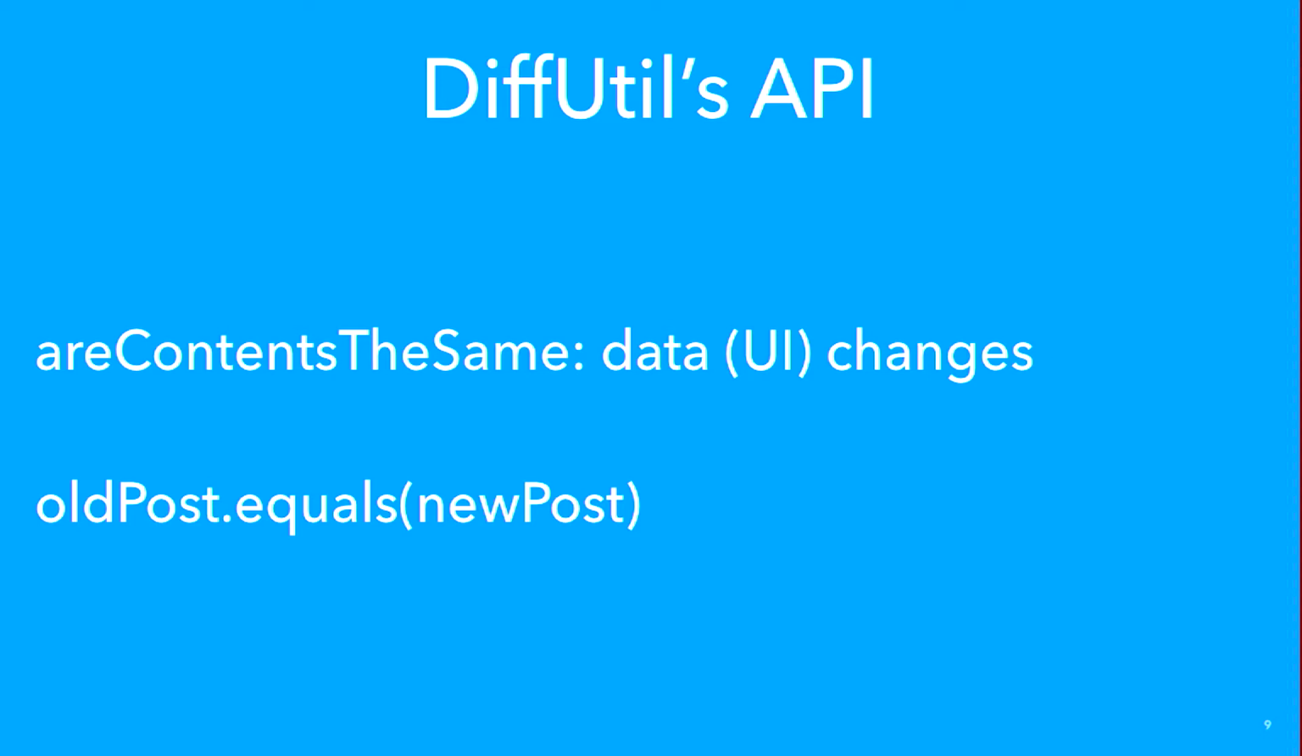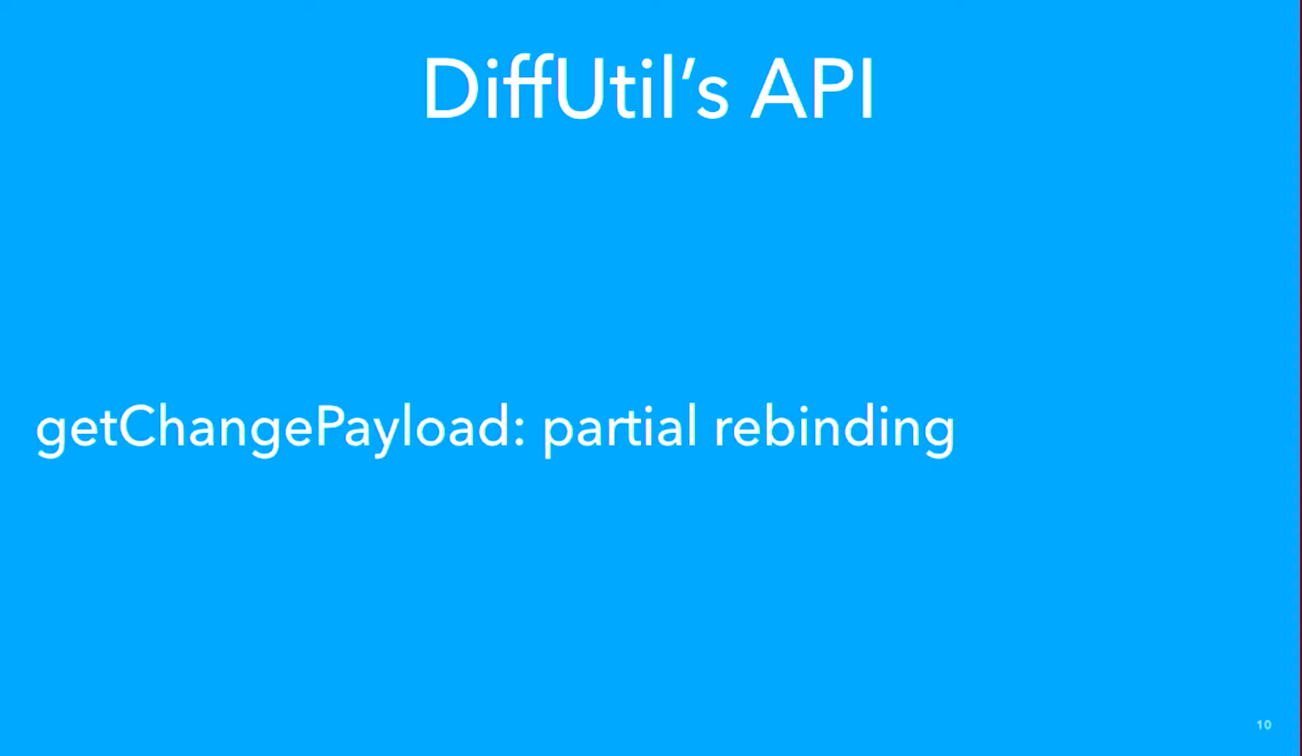Get change payload on top of that. So again, you can still implement partial rebinding even when you're using DiffUtil. You can optionally override get change payload and provide the proper diff.